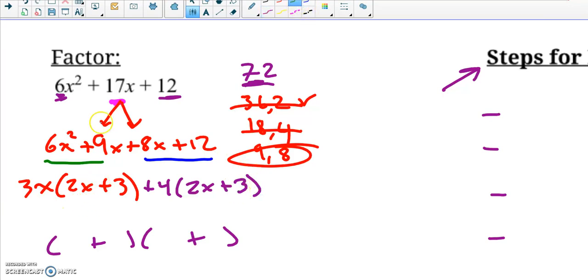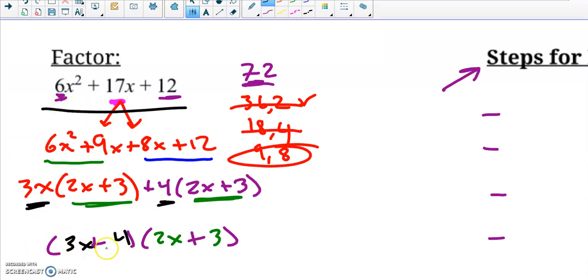So when I'm doing factoring like this, the fact that these two things are the same is good. That tells me one of my binomials. One of my binomials is 2x plus 3. The other one, I get from what I factored out of these two pairs. So I factored out a 3x and a 4. So the way this factors is 3x plus 4 times 2x plus 3. And I'm done.